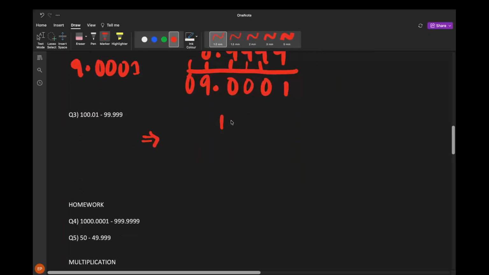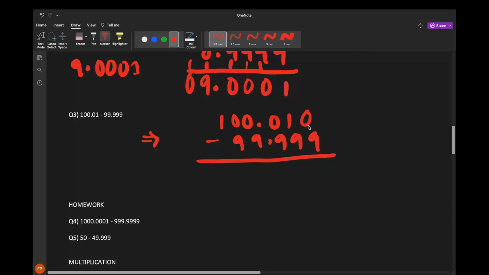We will solve the next question. The question is 100.01 minus 99.999. Alignment is very important for the calculation part. We can't subtract it, so I will take a carry. 10 minus 9, 1. Now it became 11. 11 minus 10, 1. 10 minus 10, 0. So the decimal part: 10 minus 10, 0. 10 minus 10, 0. 1 minus 1, 0. Answer will be 0.011.